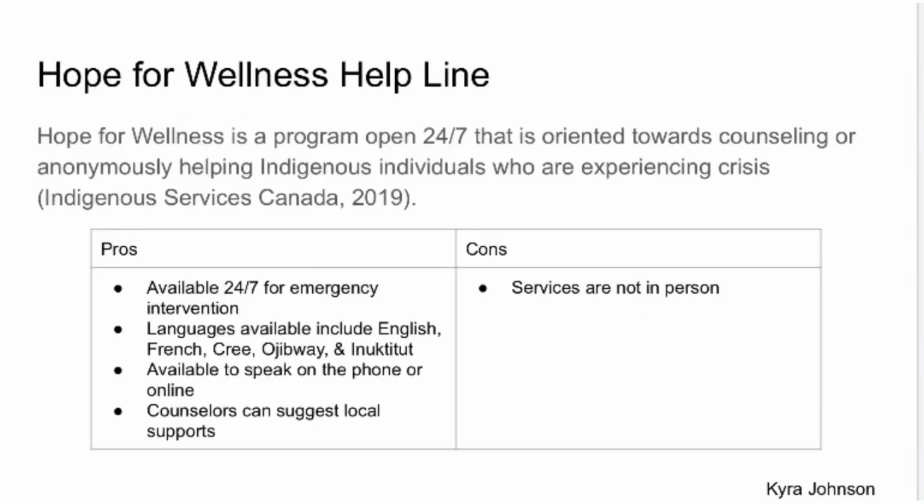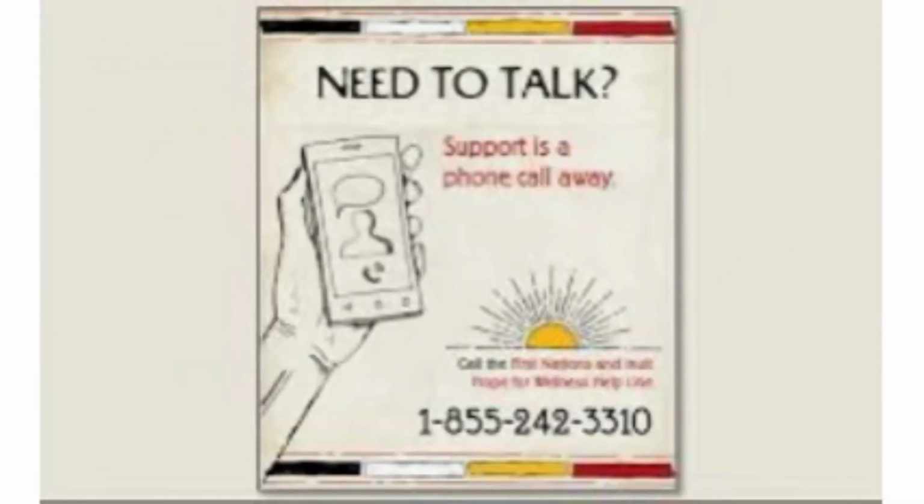Hope for Wellness is a program open 24/7 that is oriented towards counseling or anonymously helping Indigenous individuals who are experiencing crisis. The pros of this program: available 24/7 for emergency intervention. Languages are available in English, French, Cree, Ojibwe, Inuktitut. Available to speak on the phone or online. Counselors can suggest local supports. The cons to this service is that services are not in person.